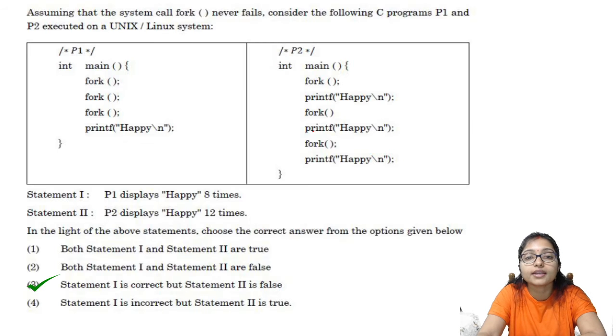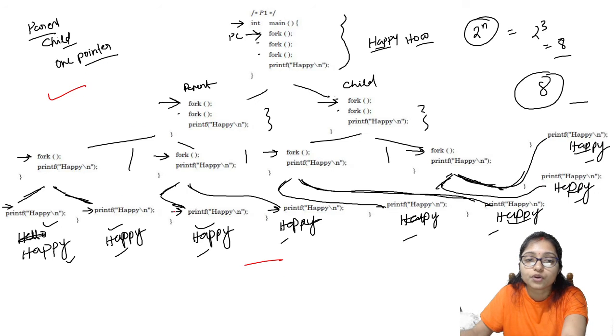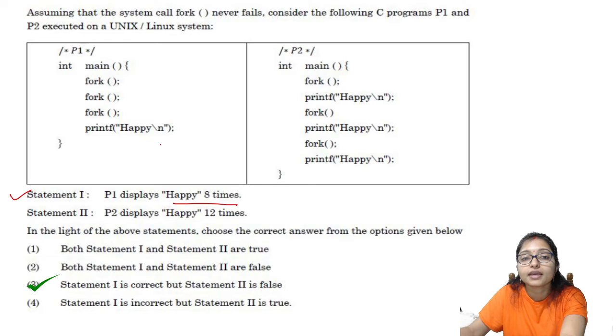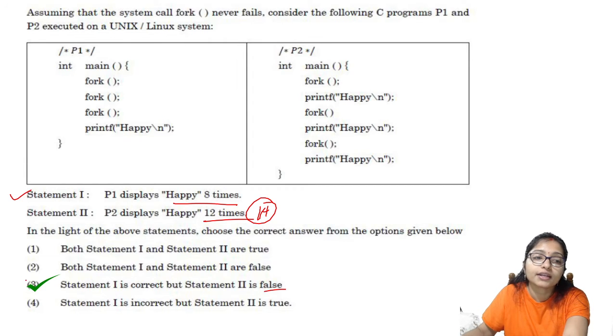And that's why your answer will be statement 1 is correct. It is printing 8 times happy. The first part was this one. It is printing 8 times happy. Second part is printing 14 times happy. But second part is telling it will print 12 times happy. No, it will print 14 times happy. So that's why it is wrong and your answer will be this one.